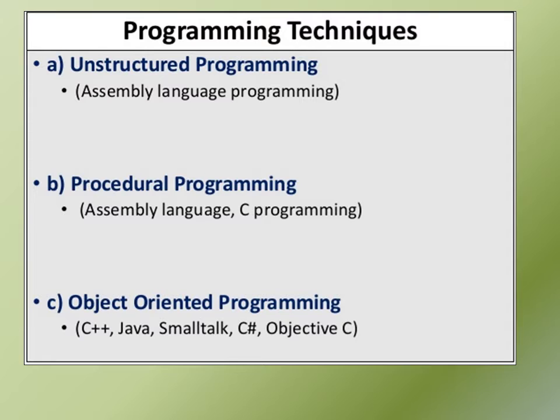Second, procedural programming language. A procedural language is a computer programming language that follows in order a set of commands. Examples of computer procedural languages are BASIC, C, Fortran, etc.